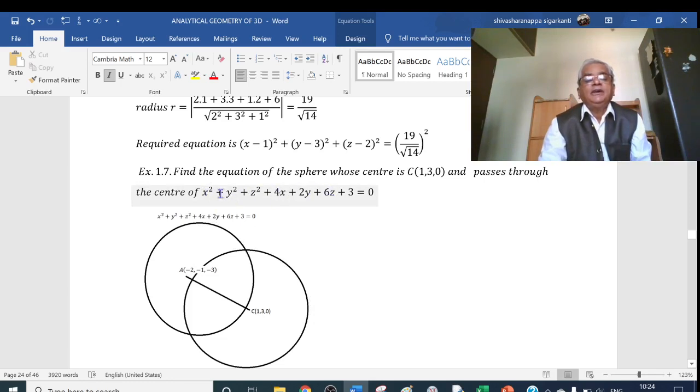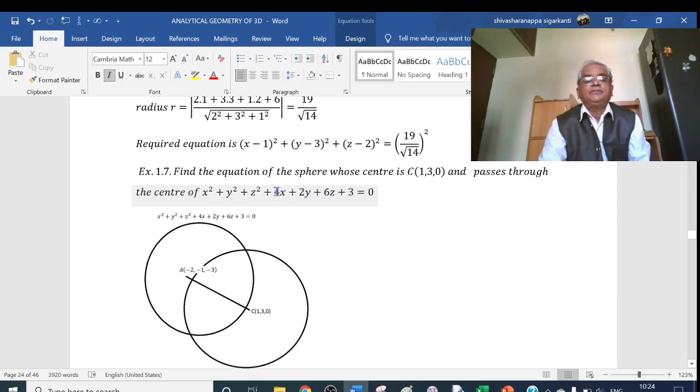We know that the center is given by (-u, -v, -w). Here 2u is equal to 4, so u equals 2. 2v is equal to 2, so v equals 1. 2w is equal to 6, therefore w equals 3. That is, u, v, w are 2, 1, 3.